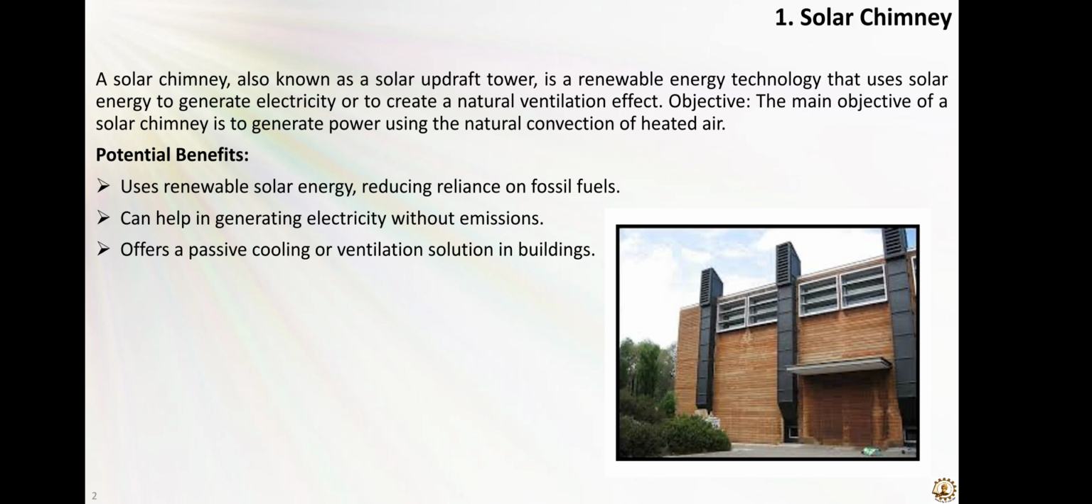Passive cooling or ventilation solution in a building means that if we want to control the indoor environment of our building, we can take the help of a solar chimney. Through a solar chimney, in the winter we can keep the indoor environment warm, as well as in the summer season we can keep the indoor environment cooler. So these are the three benefits of the solar chimney project.